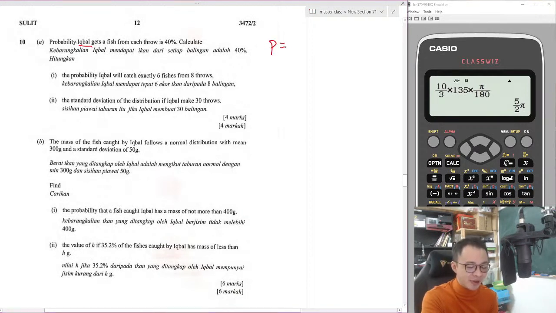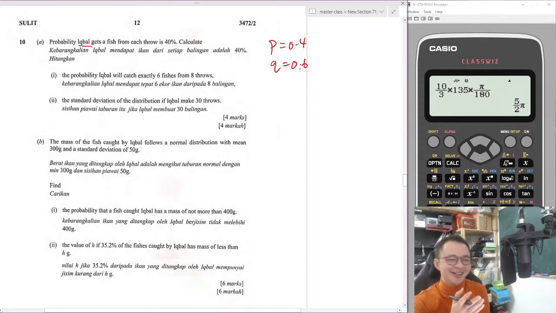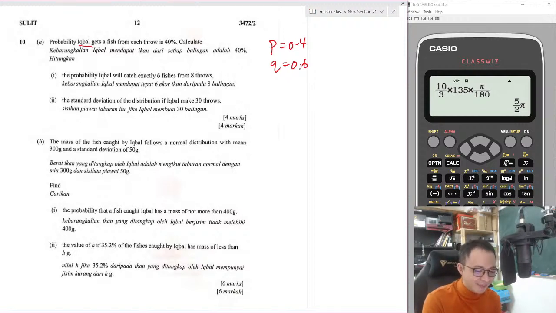So I would say the probability of getting the fish is 0.4. So the probability of not getting the fish will be 1 minus 0.4, which is 0.6. The Q is read as a K sound, isn't it? It's fine, I'm bad at reading. Luckily I'm teaching math, not English. But I know you understand what's going on, then it's enough.